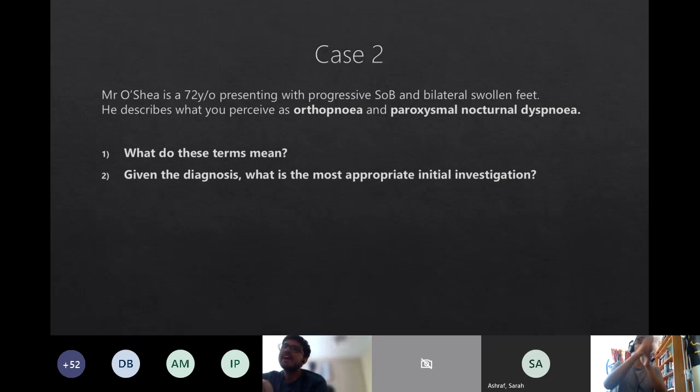Oh no, it's feet. Sorry, I didn't see the feet. It's likely to be congestive cardiac failure. You can't actually diagnose it without echo results, but yeah.